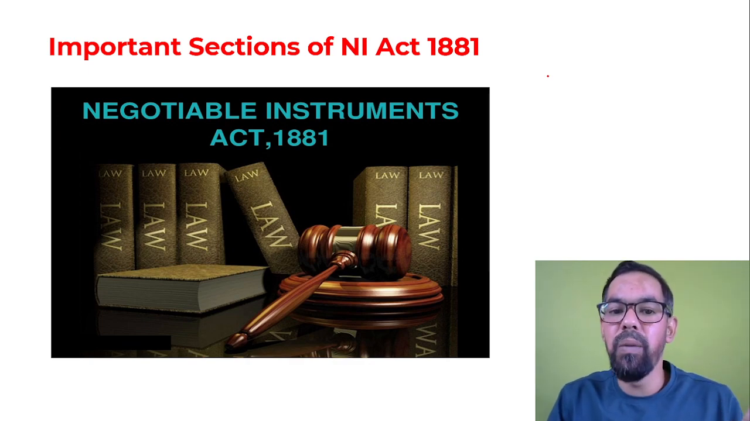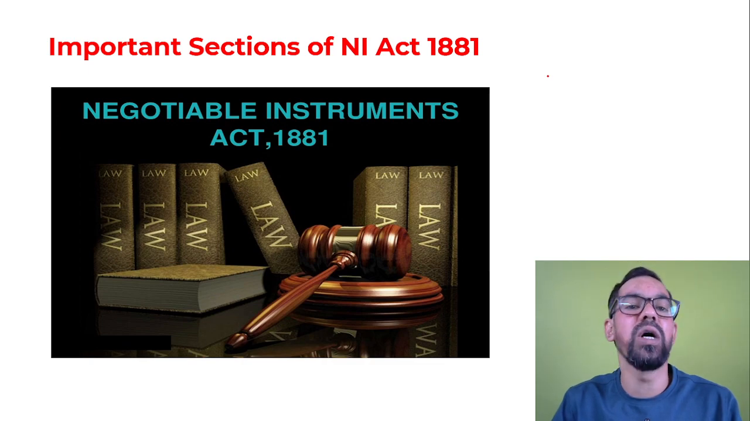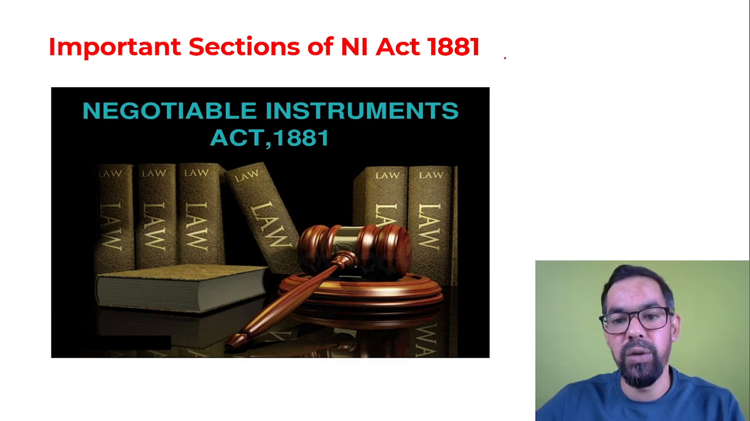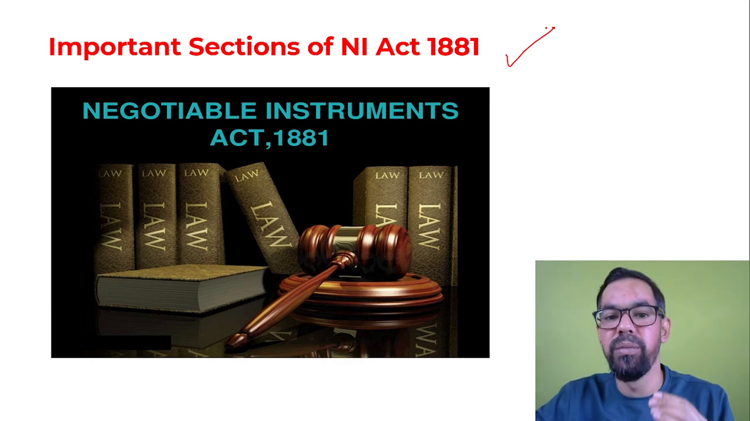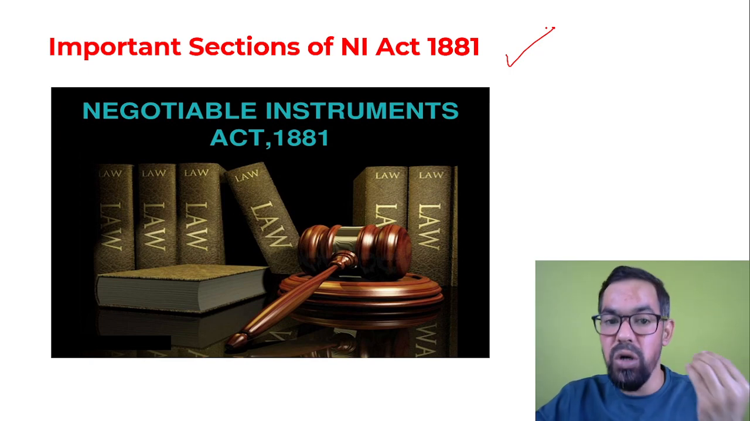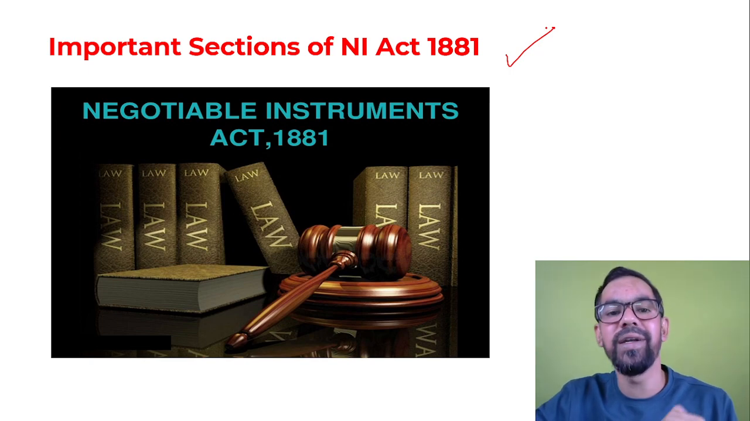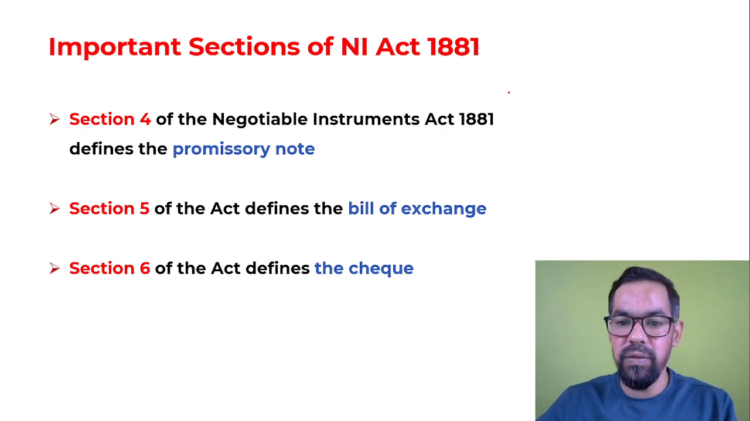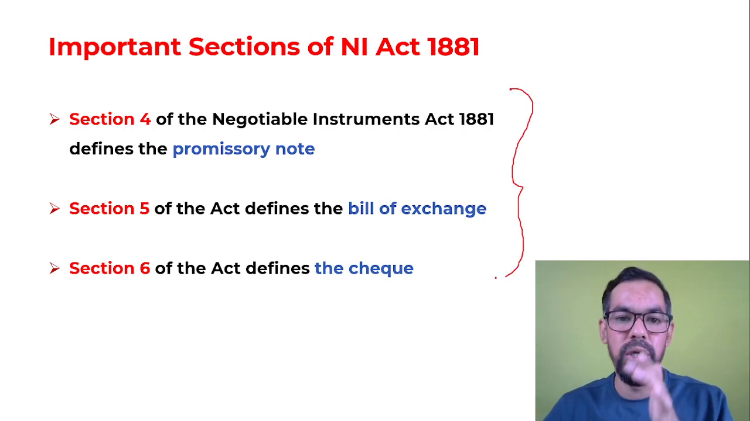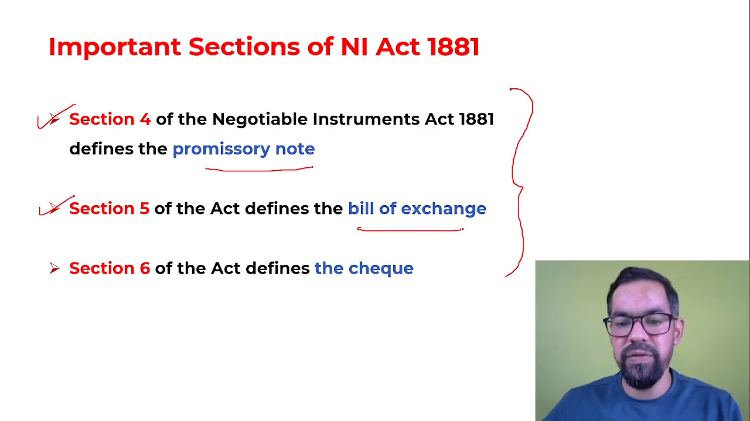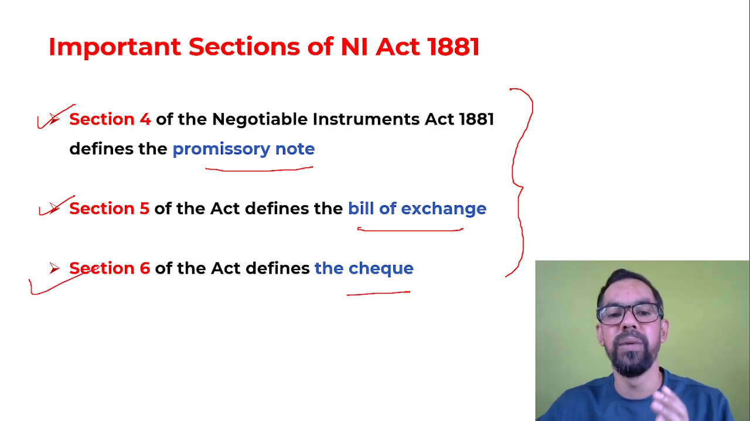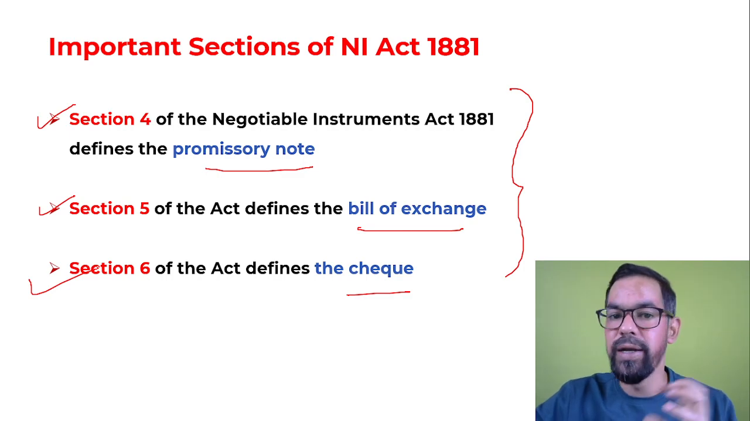Okay, so now we'll talk about important sections of the Negotiable Instrument Act 1881. Many times examiners ask questions based on these sections. So you have to remember these, and you can jot down these particular sections as well. The first three we already discussed, so no need for further discussion. Section 4 is related to promissory note. Section 5, bill of exchange, is defined under Section 5, and check is defined under Section 6 of the Negotiable Instrument Act 1881.